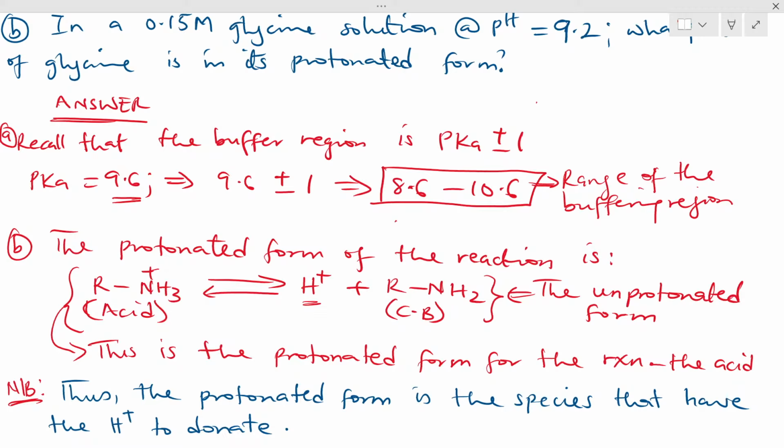Alright, now the protonated form is the form of the reaction that is the acid. That's the part of the reaction that is giving off the what? Proton. Okay, that has the proton to give off, and that part of the reaction is what? The acid. That's why we wrote here that the acid is the protonated form of the reaction. So if the acid is the protonated form, it therefore means that this conjugate base is the unprotonated form as far as this reaction is concerned. Okay, so we move to the next stage.